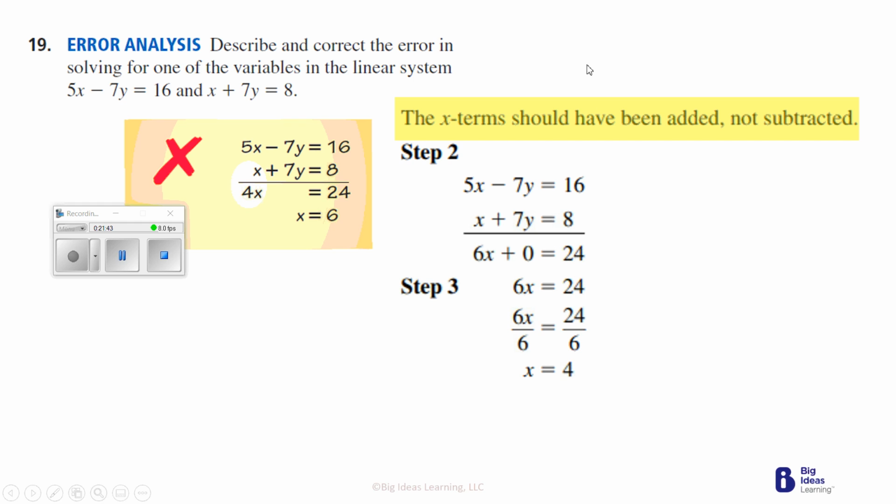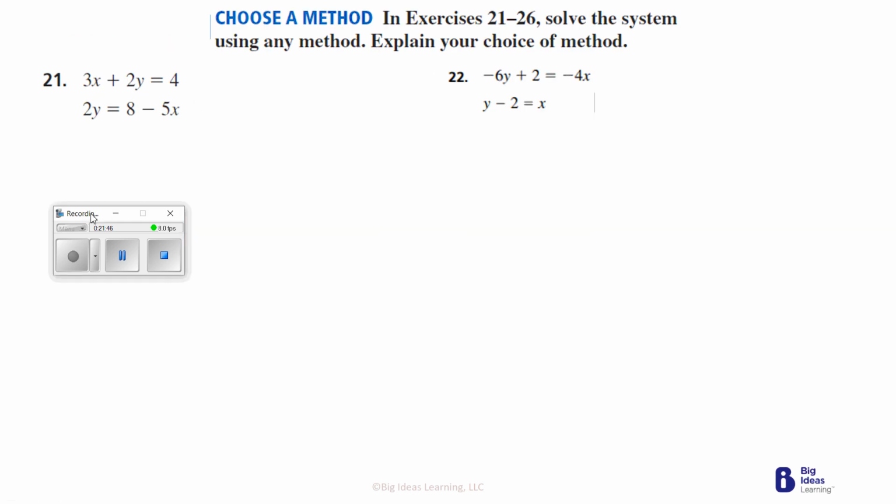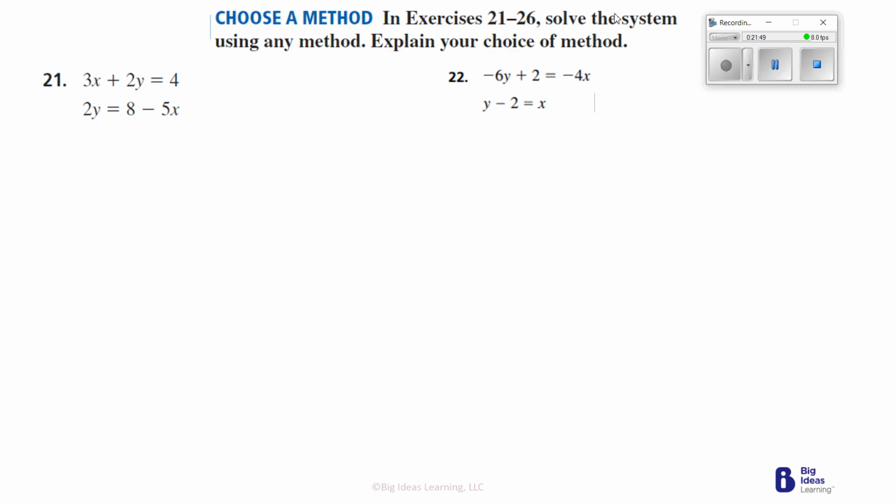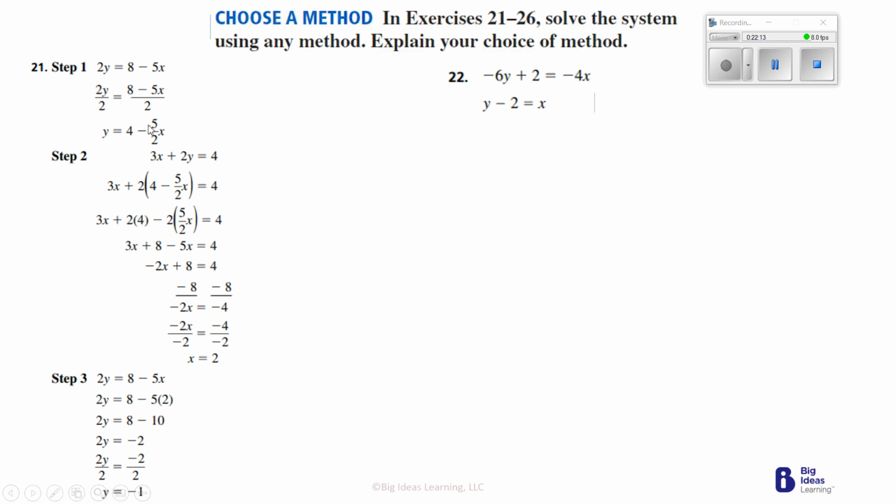All right, let's see. Looks like I got number 21. The 20 we decided not to do. It says, explain your method. So this time we're going to explain what method we would use. Over here, we're going to have to rewrite this. But if I'm going to do this, I would use substitution because it already tells me what 2Y is, right? So I can replace 2Y with 8 minus 5X. Let's see if that's what they did. Yeah, they took 8Y. No, they decided to divide by 2. Wow, that was a strong move.